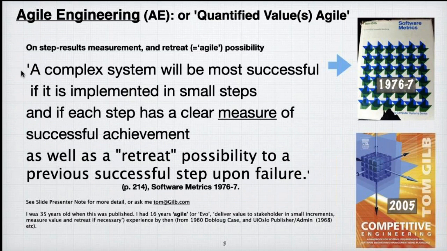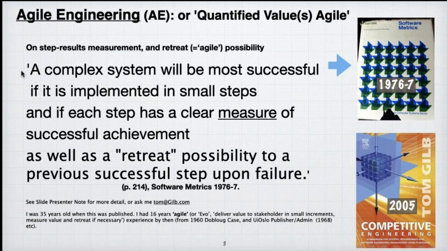So here's the quote from the book. And the European edition was 1976, if you want to date this historically. A complex system. So if you have a trivial system, one man can do it in a week. We don't need engineering, and you can just code it and you're all done. So I'm talking about large and complex systems, okay?